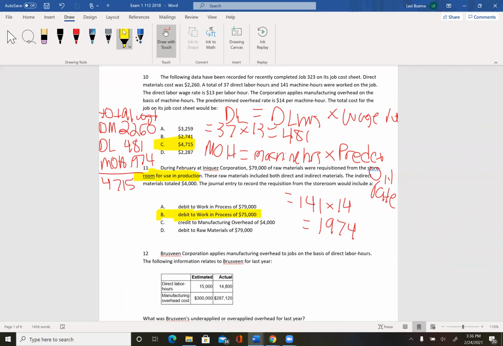So it's just like, and then if it asked for a credit, it would be credit raw materials of that same amount of 75. Since it is saying that you'd have to take the 79 minus the 4, and that's what gives you the 75. Since it's asking for both the direct and indirect, since you're redoing it, that's why you have to take them out, and that's why it'd be the 75, the debit to work in process.